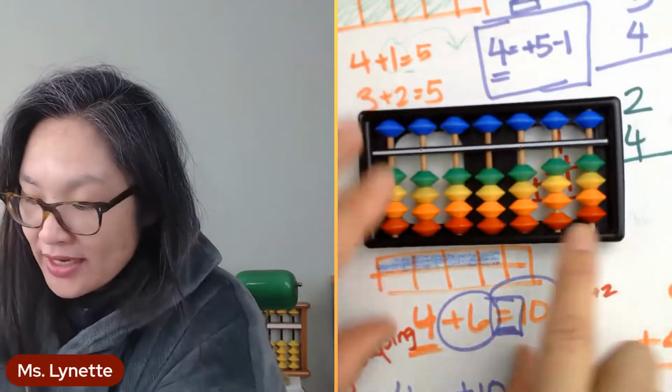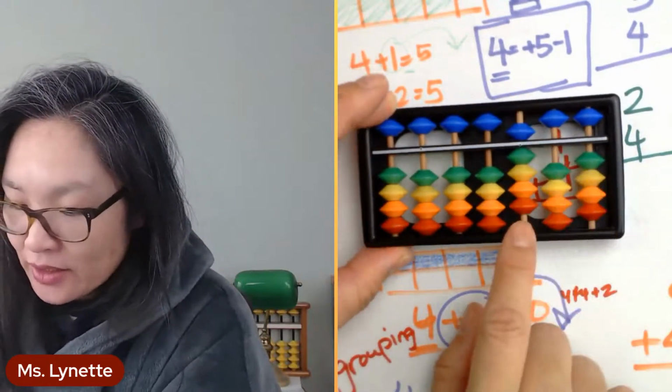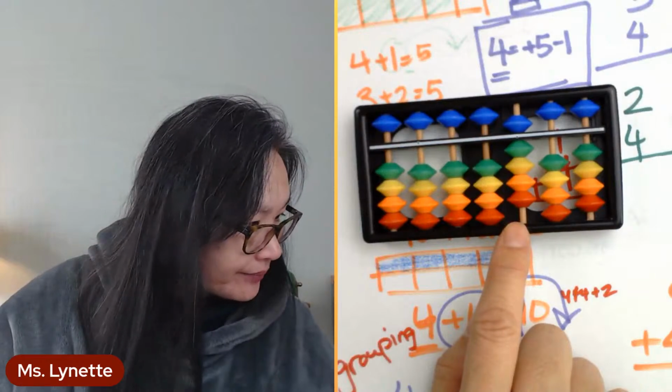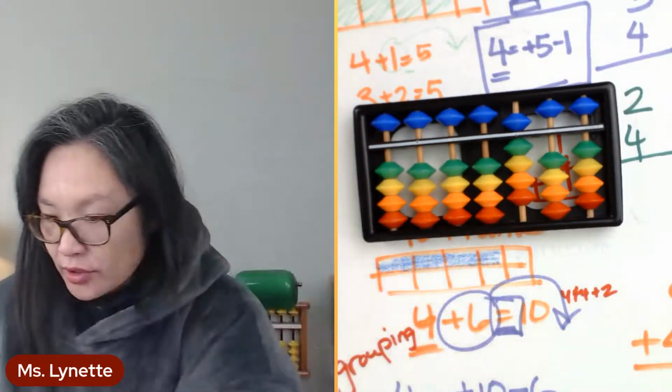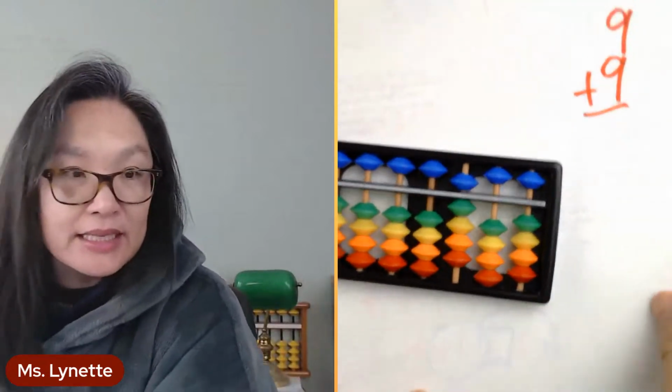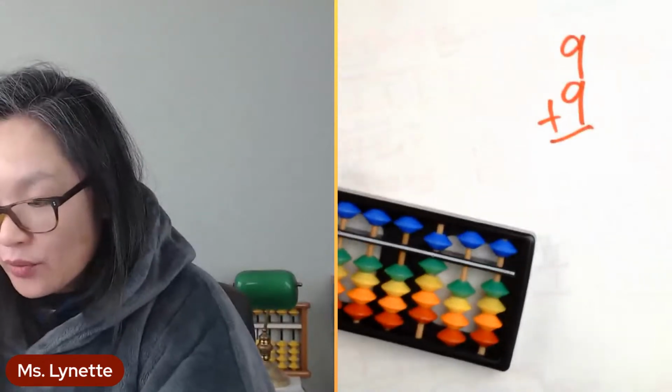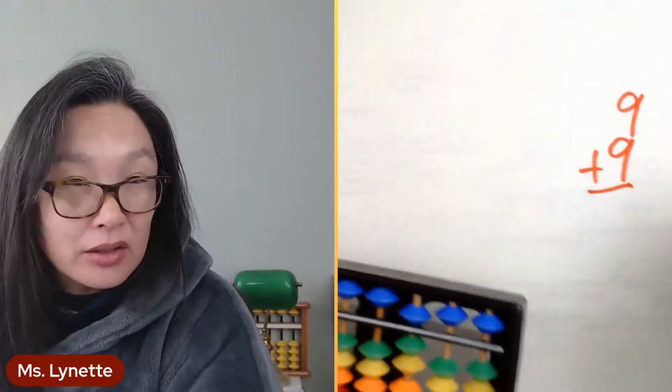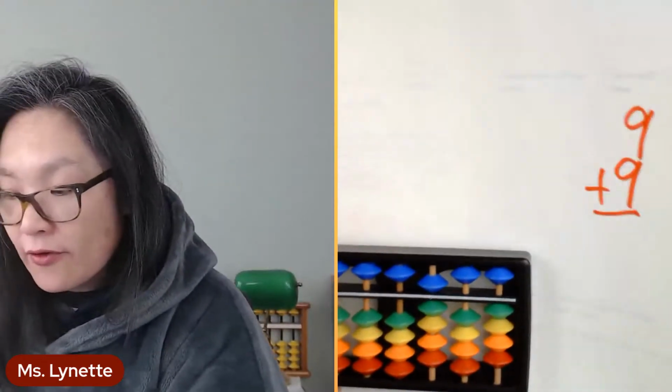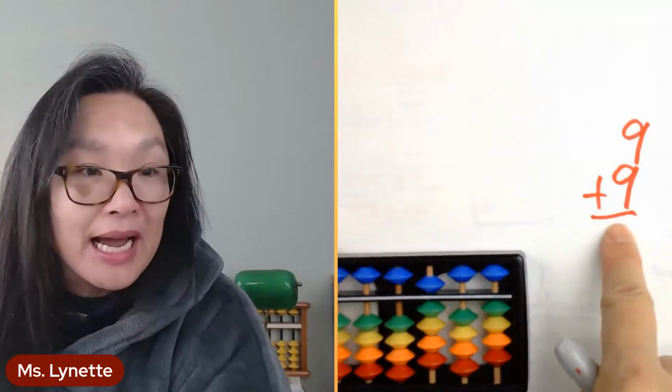Okay. Now, the next step is when we want to add a 9. Well, let's add another 9. I'm going to use another paper. So we want to add a 9. What is the question? The question is 9 plus 9. Easy, right? Again, we can learn our doubles, or we can learn the fundamental building block of a 9.